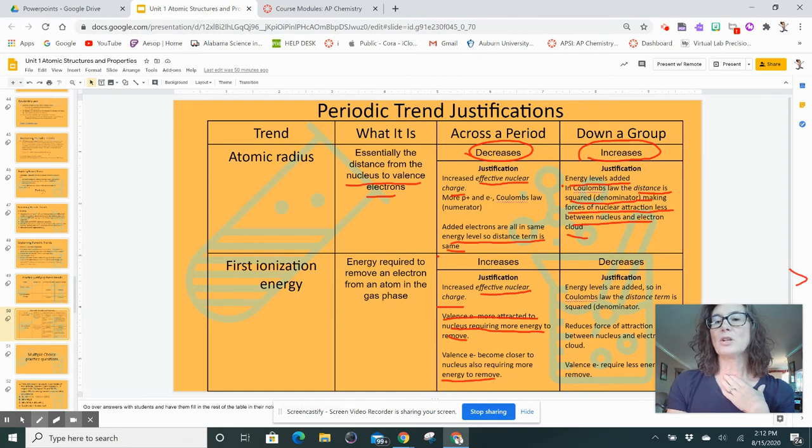And first ionization energy decreases as you go down. Again, we're adding energy levels there. So by Coulomb's law, the force of attraction between the nucleus and those valence electrons gets smaller because the distance between them gets bigger. Reduced force of attraction between the nucleus and the electron cloud means it's going to be easier to pull those valence electrons off.